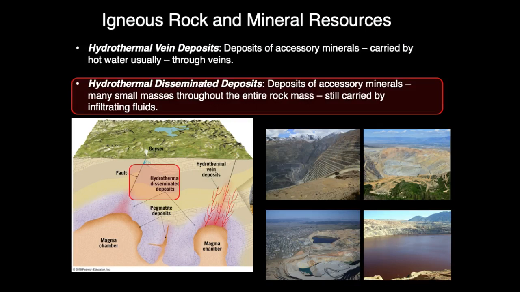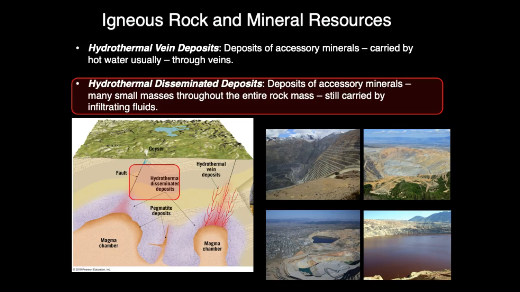Another important type of accumulation generated from this hydrothermal activity is called hydrothermal disseminated deposits. Rather than being concentrated in a narrow dike or vein like we saw in the previous slide, these minerals are distributed as minute masses throughout the entire rock mass.